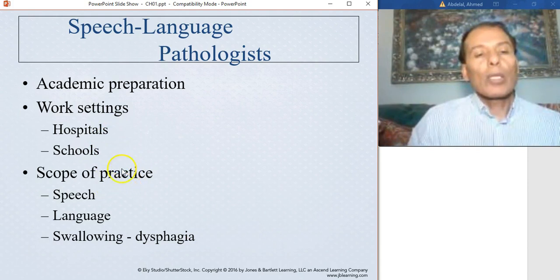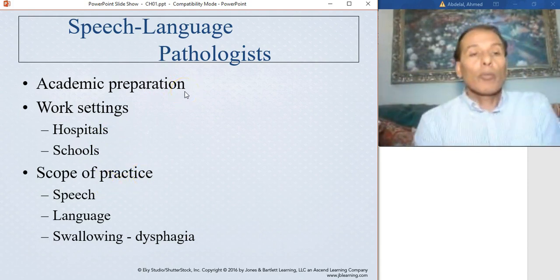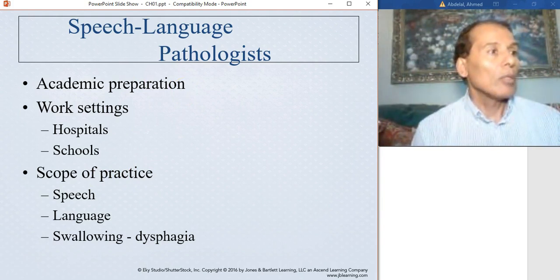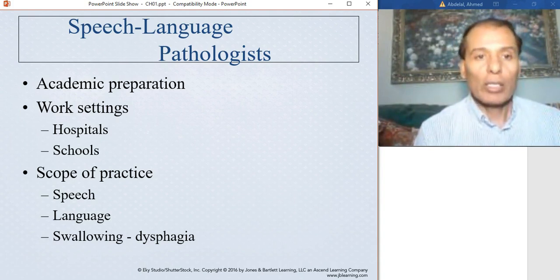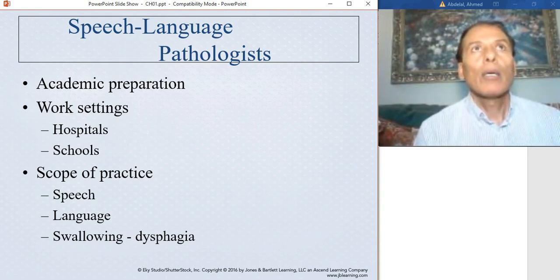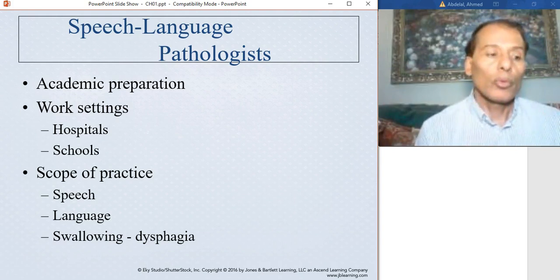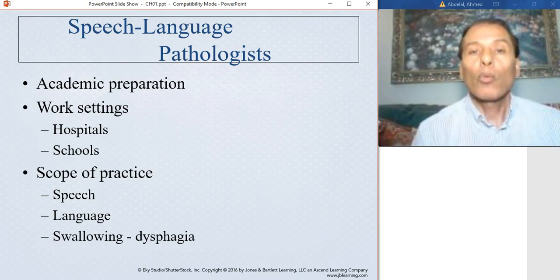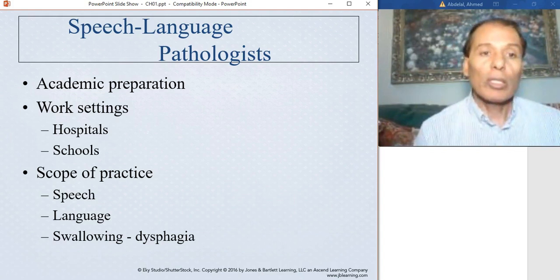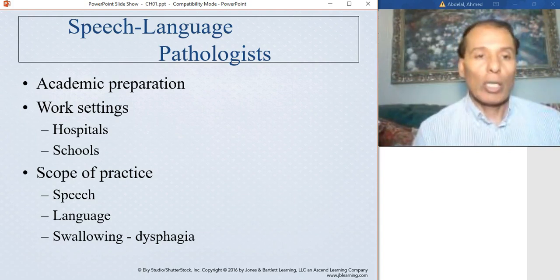Once you apply to a grad program and you get accepted, you complete the academic coursework, and most programs require 55 graduate credits, and you complete 25 hours of observation before you begin to do actual treatment and diagnostics. Then you complete 375 hours in direct work with patients. You do diagnostics, you do treatment under the supervision of a certified speech language pathologist.